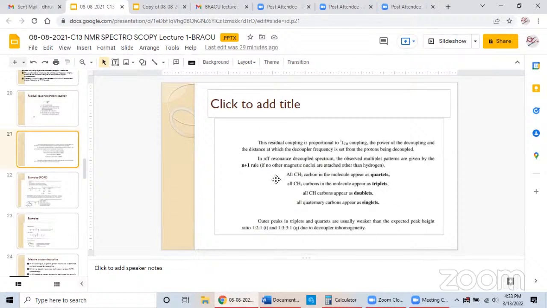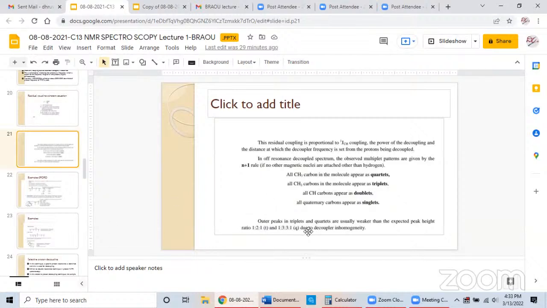But the information that we get is given by the N+1 rule. All CH3 carbons present in the molecule appear as quartets. All CH2 carbons in the molecule appear as triplets at their respective chemical shift values, and all CH carbons appear as doublets, and all quaternary carbons appear as singlets. So just by looking at these patterns, we will know how many CH3 carbons, how many CH2 carbons, how many CH, methine carbons, and how many quaternary carbons are there in the molecule.